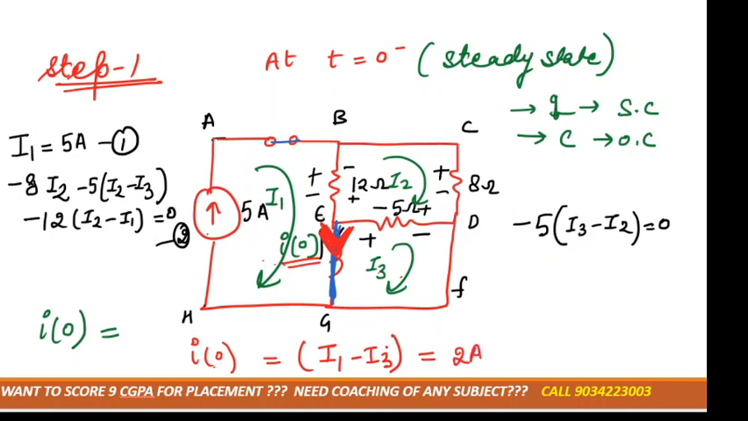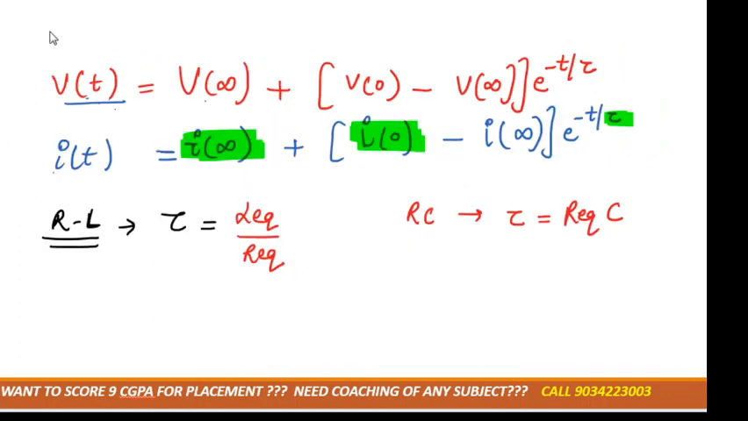Okay, clear? Now we got the value of I of 0, right? I of 0 we got as 2 ampere.